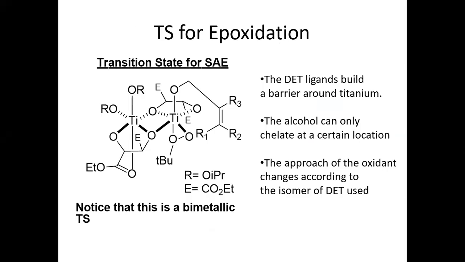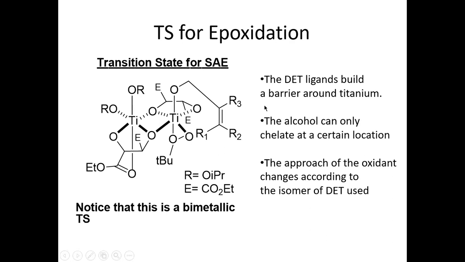So this is what the transition state looks like for the Sharpless asymmetric epoxidation. So first of all, it's bimetallic, right? So you have two titaniums involved in the transition state. This is your allylic alcohol bound to one titanium, and then your tert-butyl hydrogen peroxide, which is here, is also bound to titanium. So this is where your oxygen is going to be transferred from to your alkene to do the epoxidation.